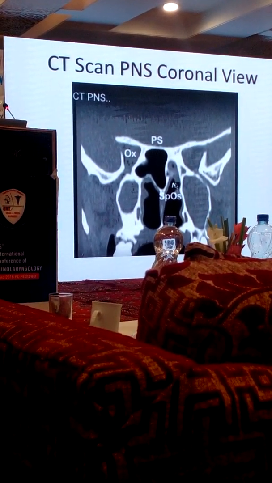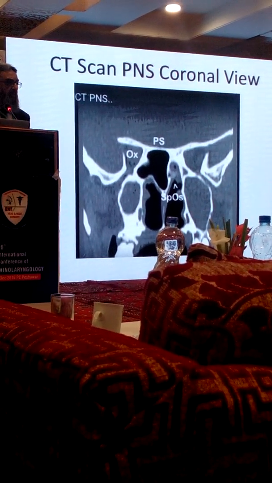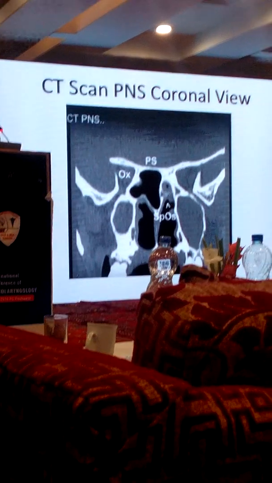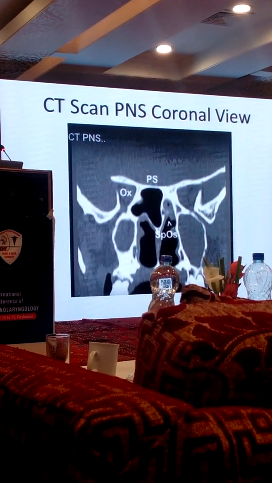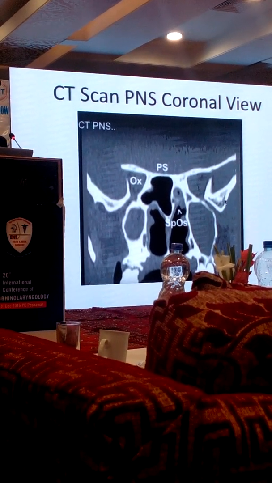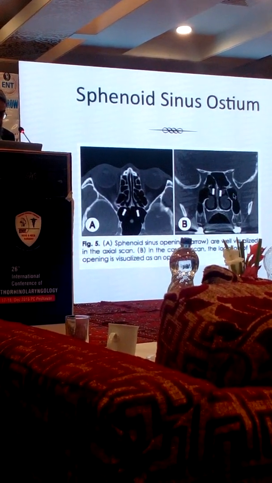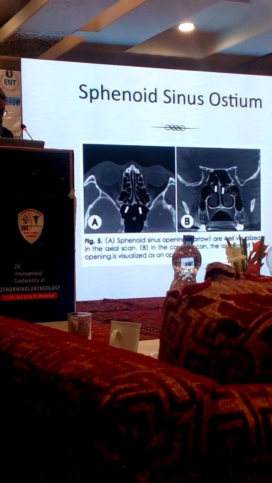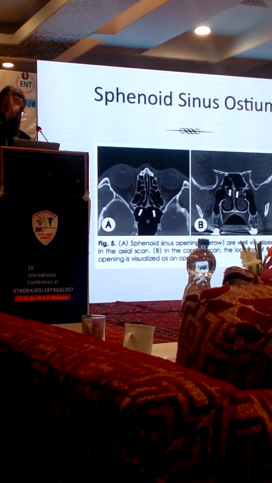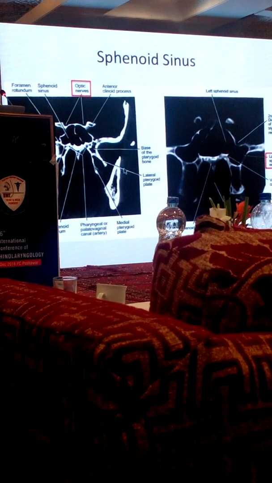In very few CT scans, we may be able to see the sphenoid sinus ostium. Even in surgery, it is not always possible to see the sphenoid sinus ostium with the endoscope easily. Just a mention of the sphenoid sinus ostium. In coronal plane, it may look like a ring, and in axial plane, it may look like an opening, but not easy to see in every case.